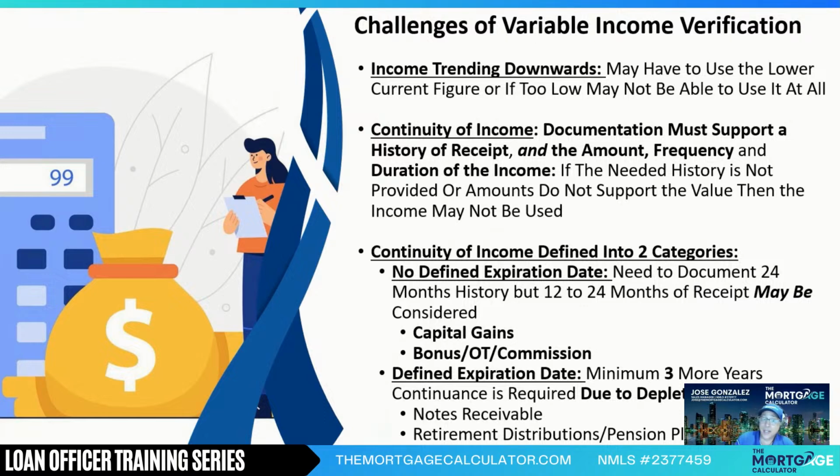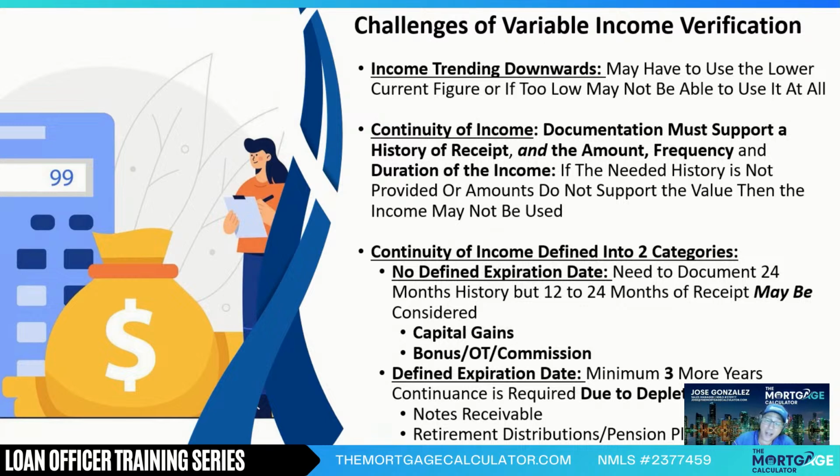Now, if the income is trending downwards and you are having to average the 2 years amount, you're not going to be able to use the higher income of, let's say, 2022. If 2023's income is lower for commissions, for example, you would have to use only the lower 2023 amount. You cannot average a higher prior income amount with a lower current income amount when we're talking about commission income or any other type of variable income. So if the income is trending downward, that's definitely a challenge.